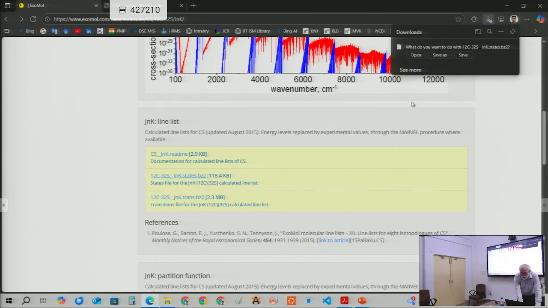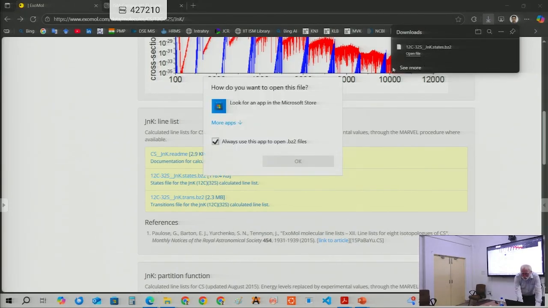And these are all bzipped, so I'm hoping this computer is going to open them. It is doing good things. Oh no, I have to look at it in an app store. That's a bit annoying. Well, you've seen what this looks like. I already showed you. So that's the states file I showed you for formaldehyde. These are very small because it's a small line list.